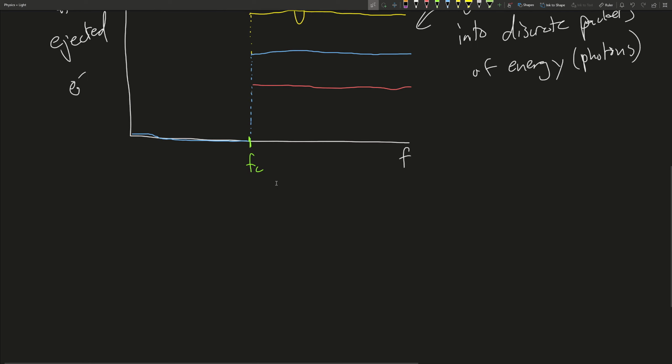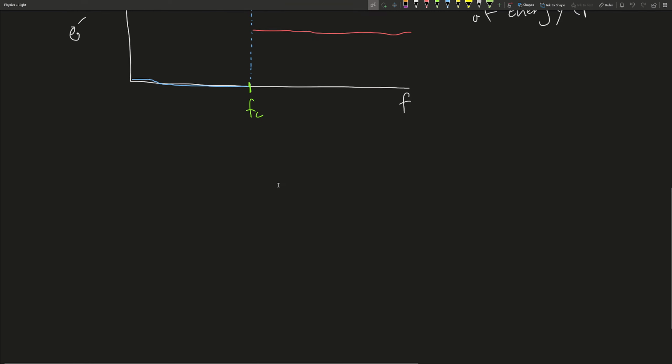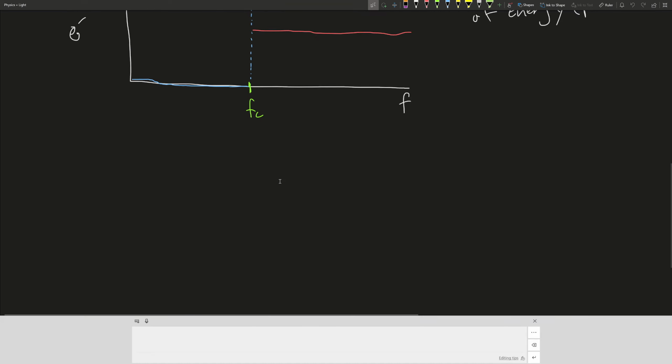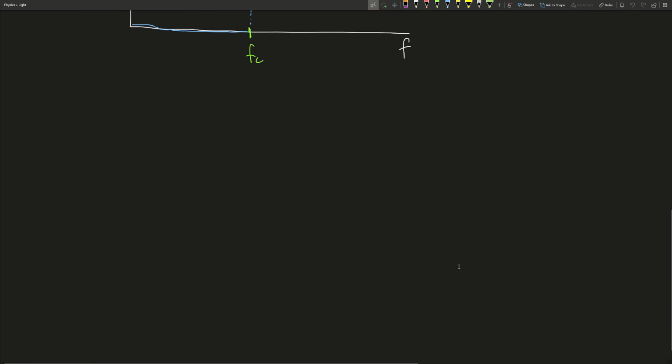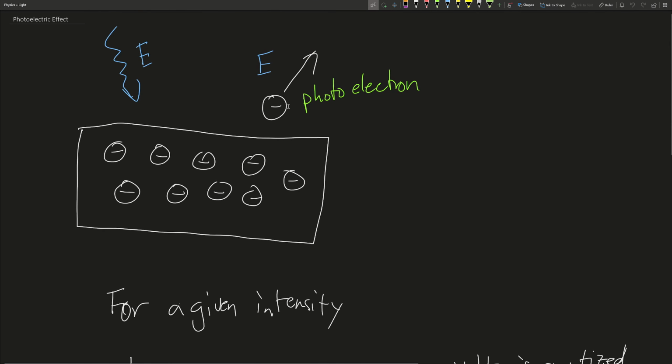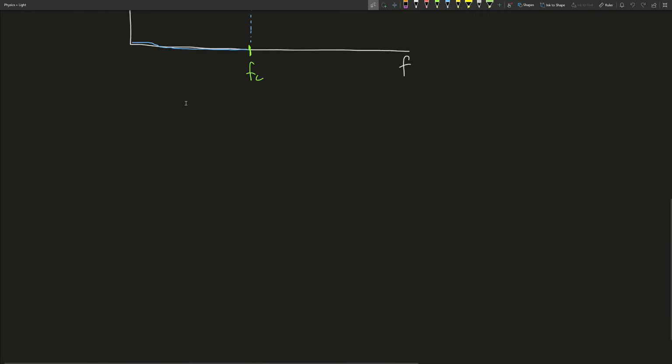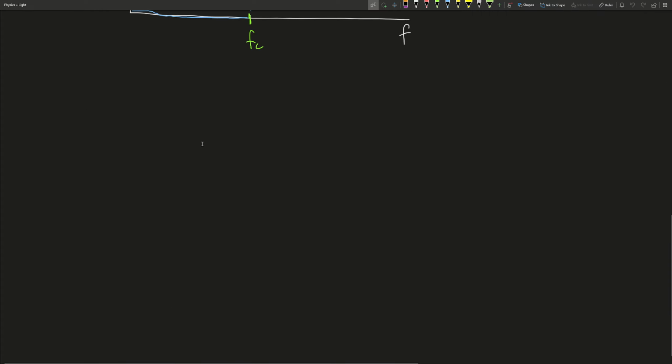Okay, now if we look at a graph of the energy of the electron that's ejected against the frequency of the incident photon. So if we graph, this is the kinetic energy of the photoelectron.